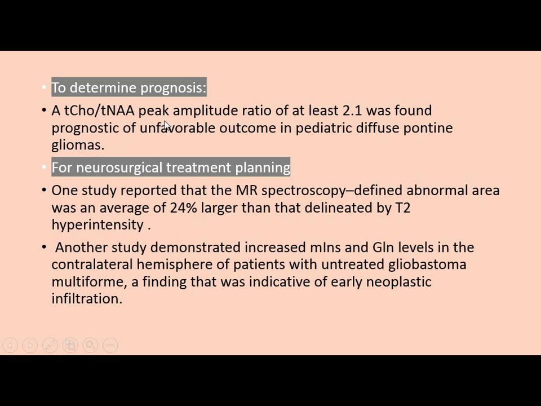To determine the prognosis, a choline NAA peak amplitude ratio of at least 2.1 was found prognostic of unfavorable outcome in pediatric diffuse pontine glioma.